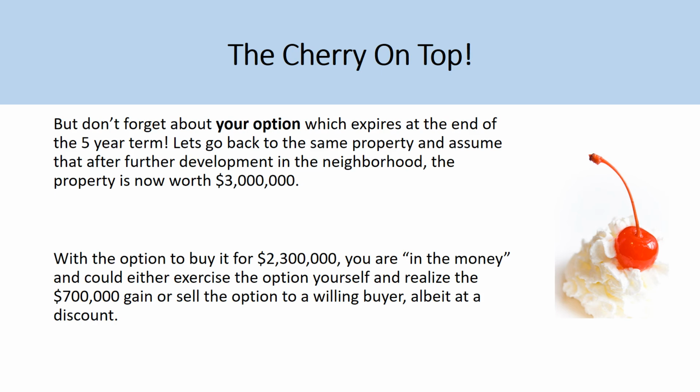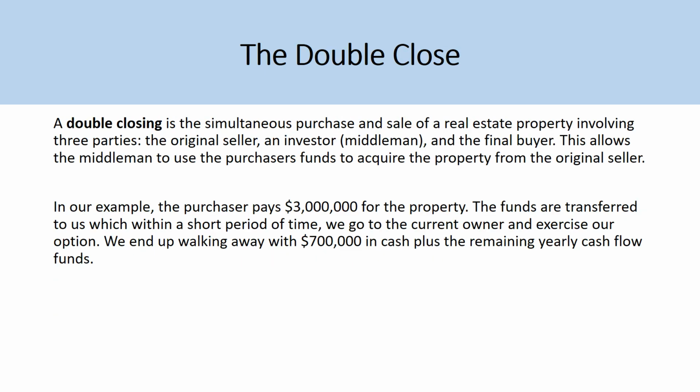Now, in our respective case, if we have $0 of equity that we can invest, we can also set up a double closing, which is the simultaneous purchase and sale of a real estate property involving three parties: the original seller, an investor, us, and the final buyer. This allows the middleman to use the purchaser's funds to acquire the property from the original seller. So in our example, the purchaser would pay $3 million, which is the current market value for the property.